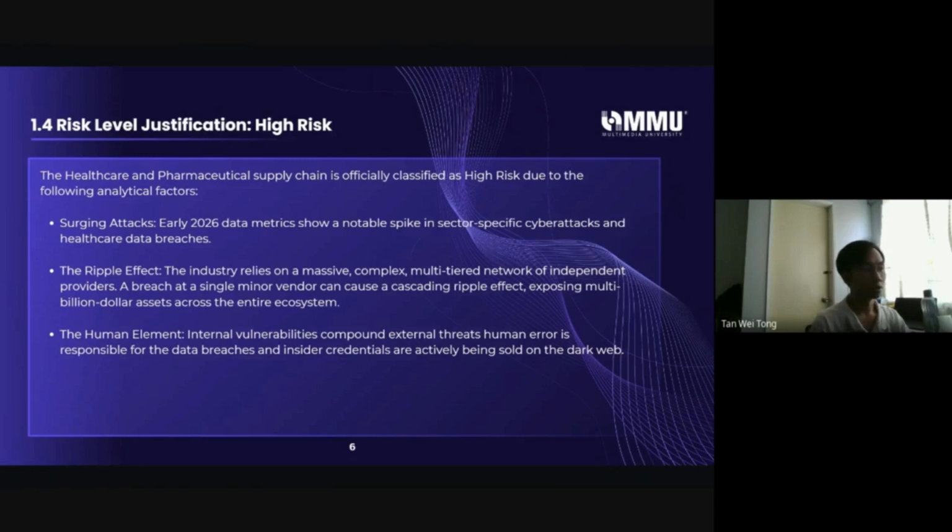Last, the human element. Internal vulnerabilities compound external threats. Human error is responsible for data breaches, and insider credentials are actively being sold on the dark web.